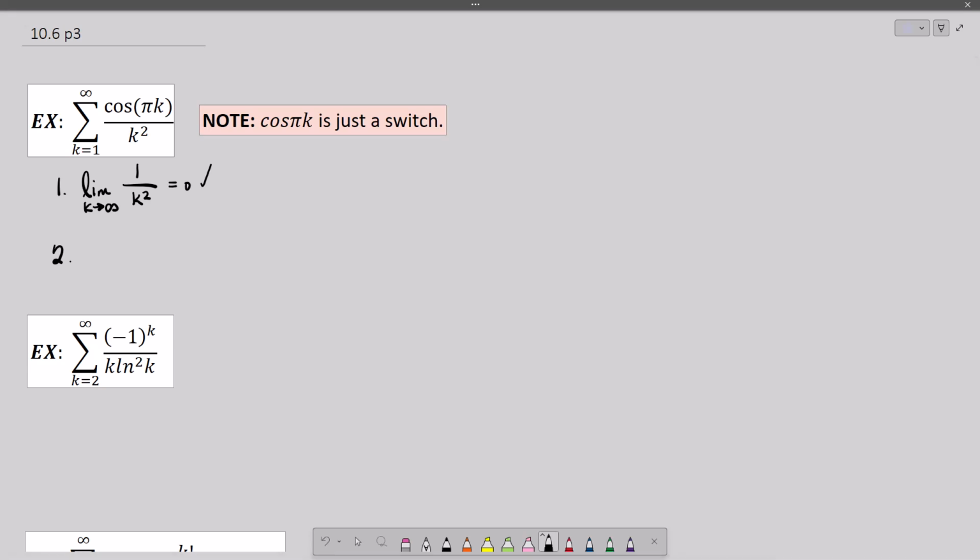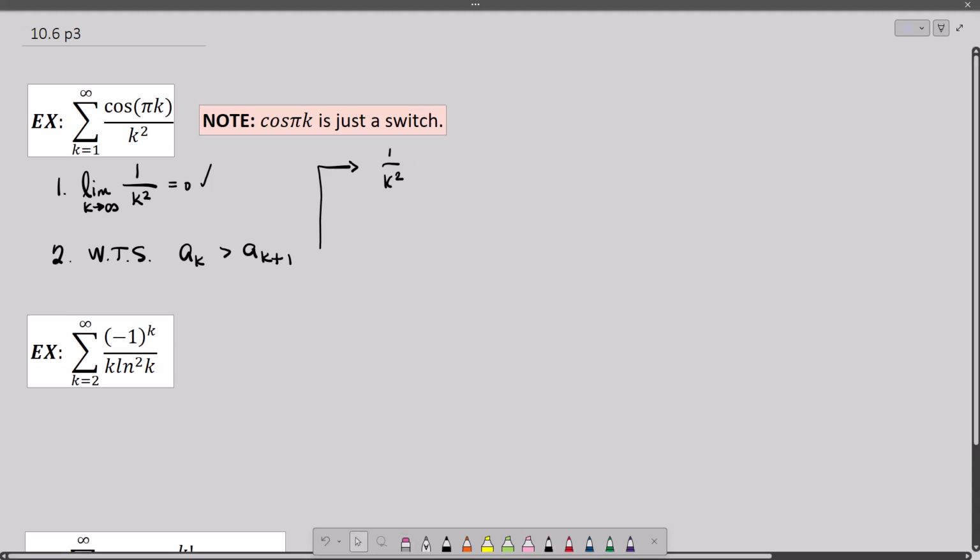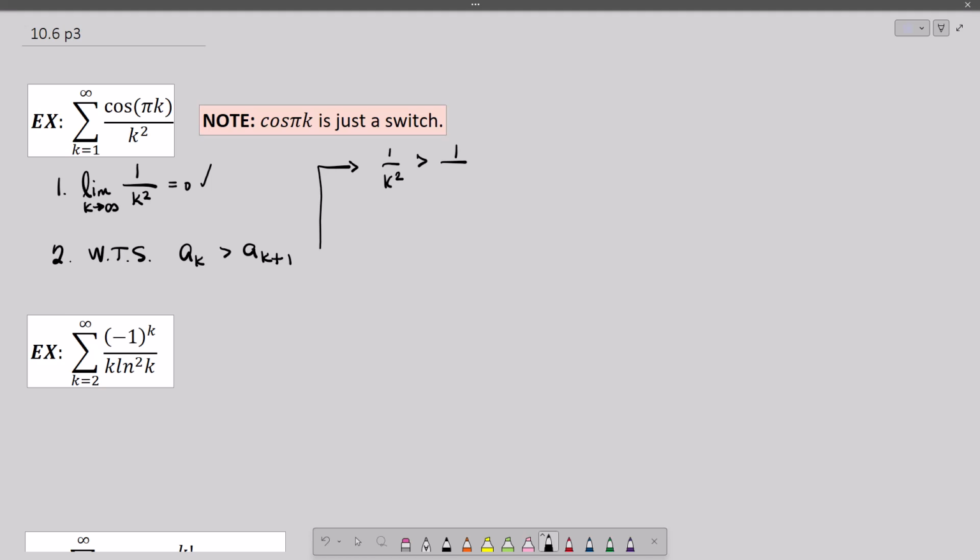So now we want to show that the terms are decreasing. So we want to show that A sub k plus 1 is smaller than A sub k. And remember, we're not dealing with the switch with these. A sub k is just 1 over k squared. 1 over k plus 1 squared is going to be A sub k plus 1. And we don't know if it's true yet, so we'll put a question mark. Cross multiply. We're going to get a true statement.